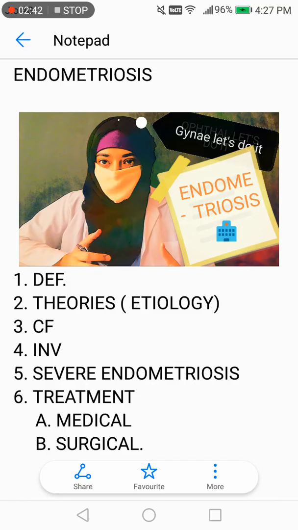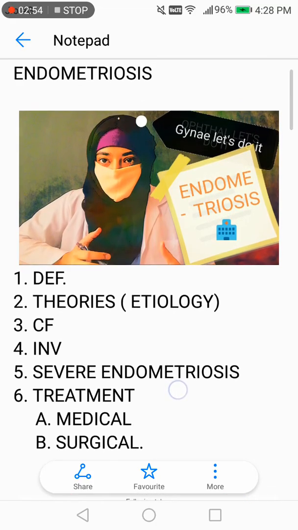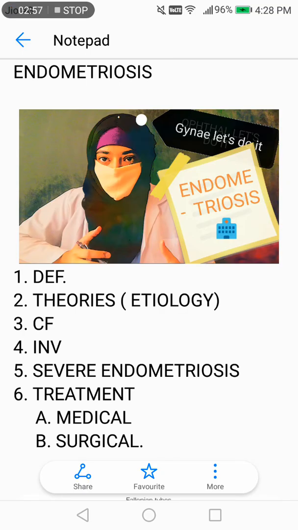Apart from that, since the pouch of Douglas is the second most common site involved, these women may also complain of painful defecation and painful urination. Because the mass or tissue is present in the pouch of Douglas, it is causing irritation of the rectum and there is painful defecation. The most common complaint is pain, but there are other complaints also. The second thing could be infertility. Many of them complain of infertility.